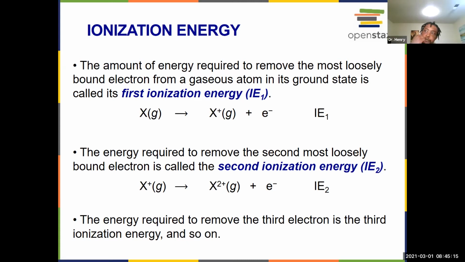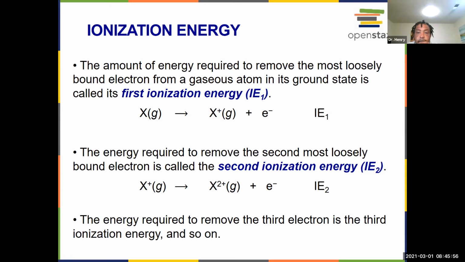Ionization energy. Okay, so ionization energy is just the energy to remove the very first electron. So we're looking at the amount of energy that's required to remove that very first electron. That's your first ionization energy. The second ionization energy is the energy required to remove the second electron. And then the third ionization energy would be the energy that's required to remove that third electron.